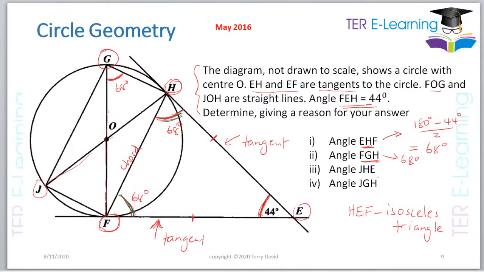The next angle that we want to work out now is JHE. So you go to the diagram again and figure out where JHE is. Let me use a different color here so we don't get confused. JHE is this big angle here. What is JHE?